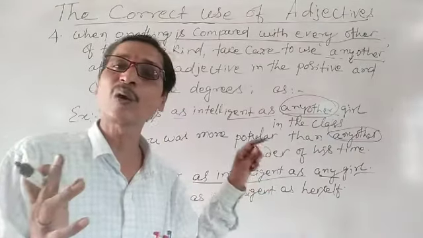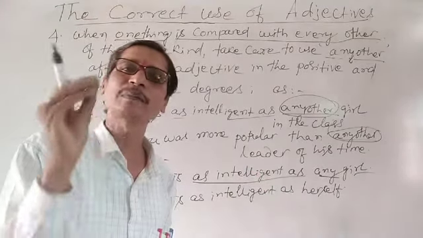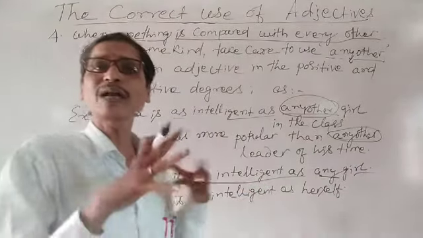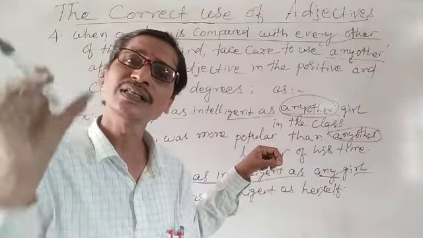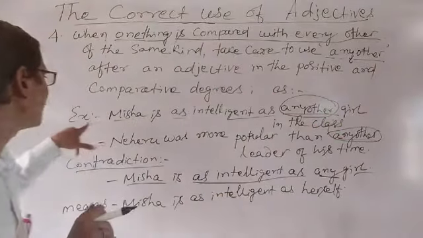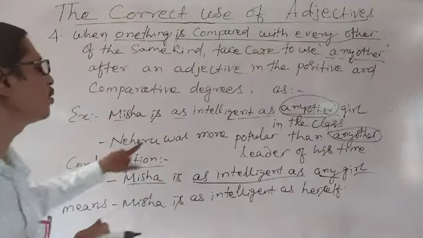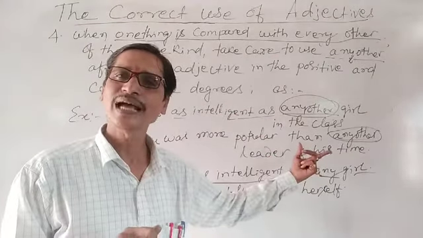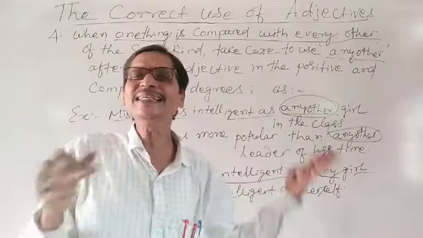If we don't write the word other, the comparison is only with the thing or the person himself or itself or herself, not with the others. So therefore, when we are comparing with similar kinds of other things, other persons, we must use the word other with any, as in the examples given over here. Misa is as intelligent as any other girl in the class. Similarly, Nehru was more popular than any other leader of his time. Understand? We are comparing. But if we don't write the word other, its meaning changes.